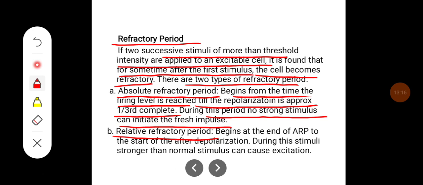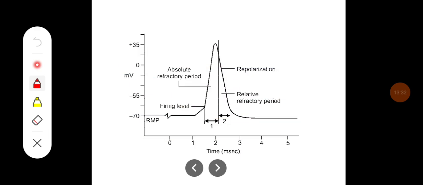And the relative refractory period begins at the end of absolute refractory period to the start of after depolarization. During this, stimuli stronger than the normal stimulus can cause excitation.